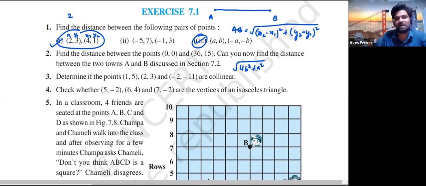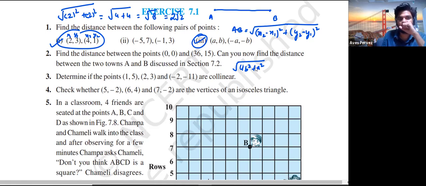That will be minus 2. Then the square of this one plus the square of this one, you will get, all under root, 4 plus 4, and that will be under root 8, and that will be 2 root 2. Okay, the answer would be 2 root 2.